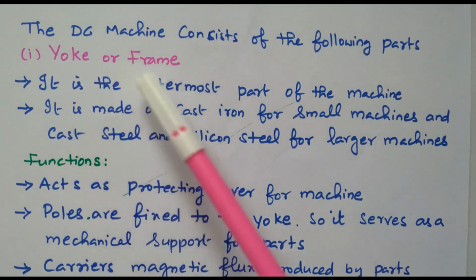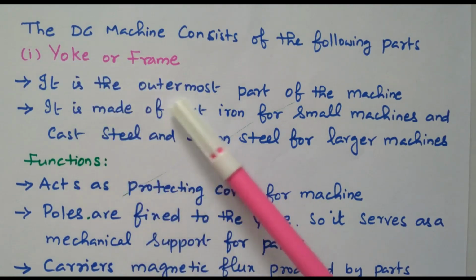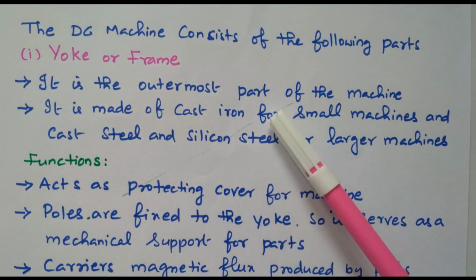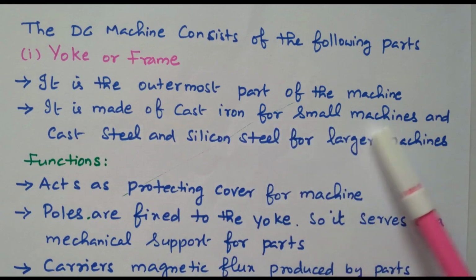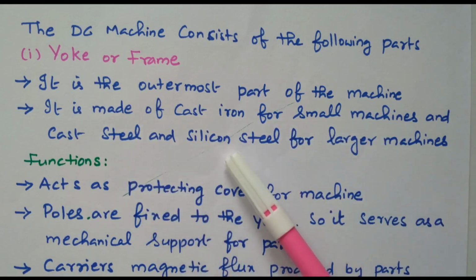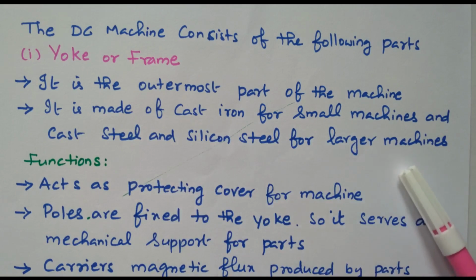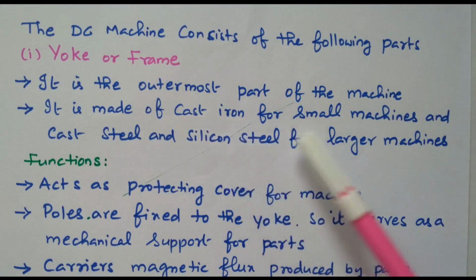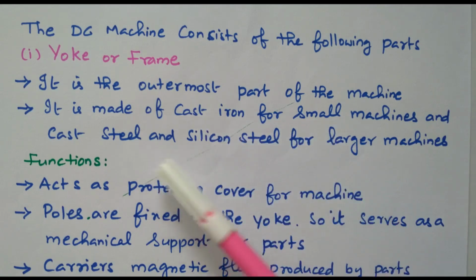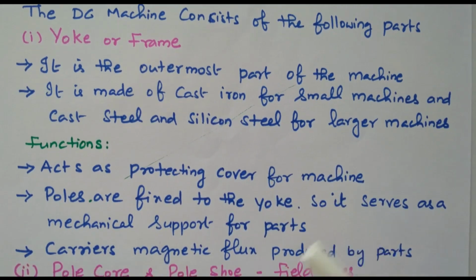First we will see the yoke or frame. That is the outermost part of the machine. It will hold the entire part. It is made up of cast iron for small machines and cast steel or silicon steel for large machines. So it's the outer cover that will hold the entire part. What is the function of this yoke or frame? It acts as a protecting cover for the machine. It will hold all the material, all the windings, everything, and also give protection.